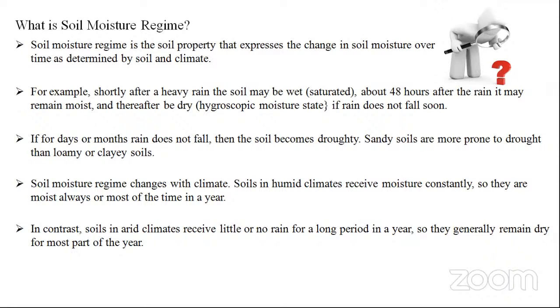At the same time, students, somewhere in the summer season, or where the monsoon did not come, that same soil will completely dry up. At that time, the moisture regime will be different. So when rainfall is there, we see one type of moisture regime. When there is no rainfall, you see another type. This is what is explained in this session, students.